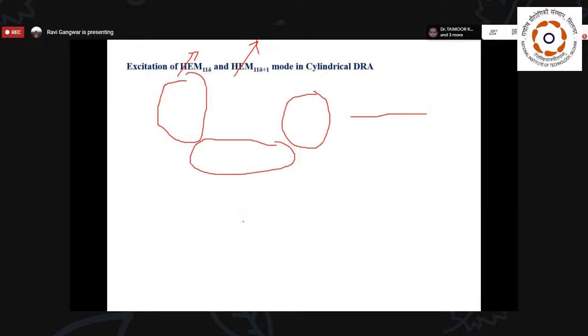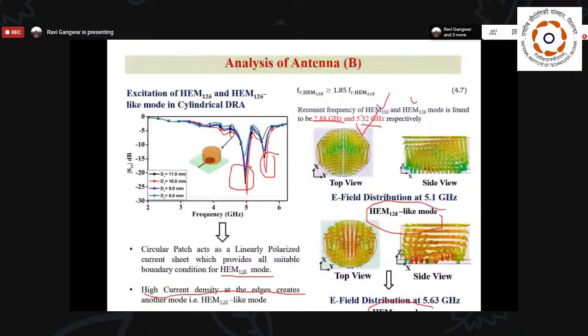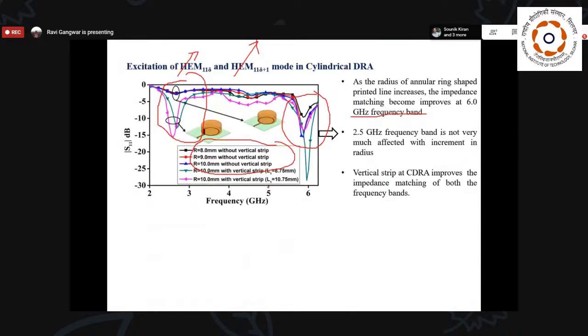So here, if you see in the previous line, we have calculated the resonant frequency of the HM11 delta mode, which is 2.88 gigahertz. So here you can see that we are able to generate the band that is near to 2.5 gigahertz, which is very close to the HM11 delta mode.